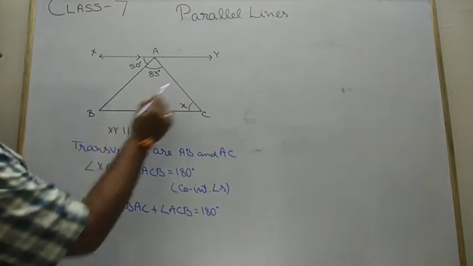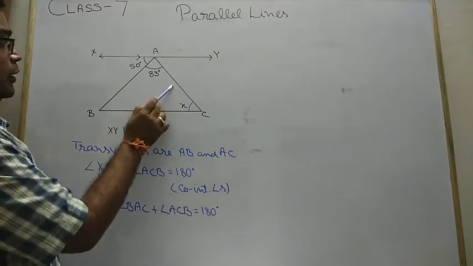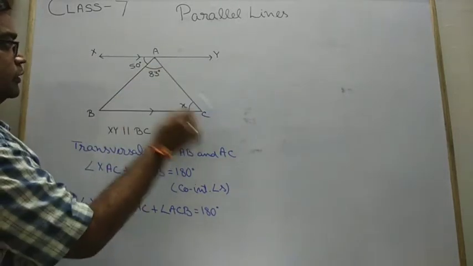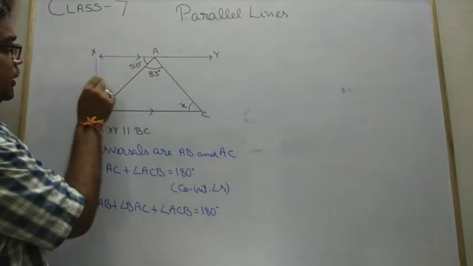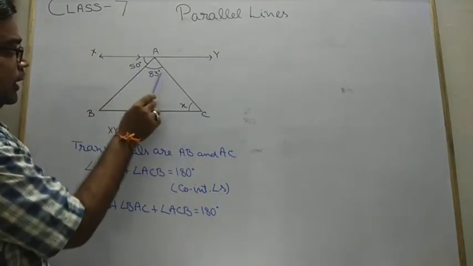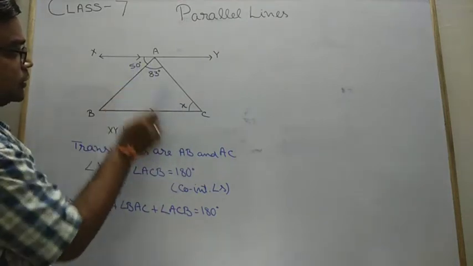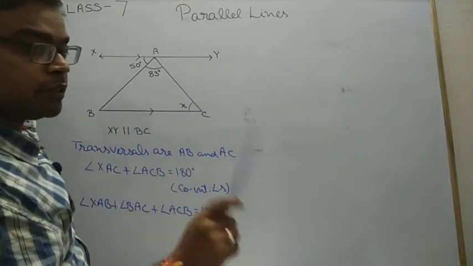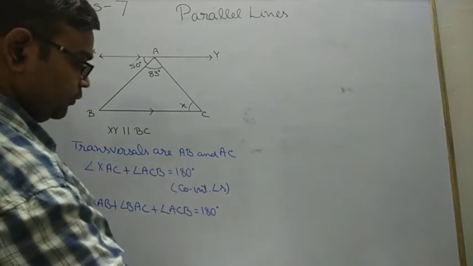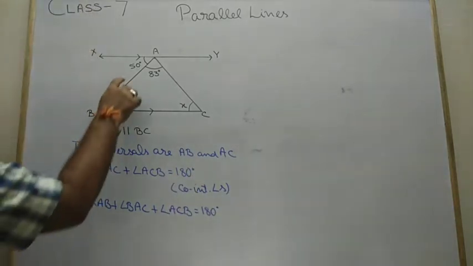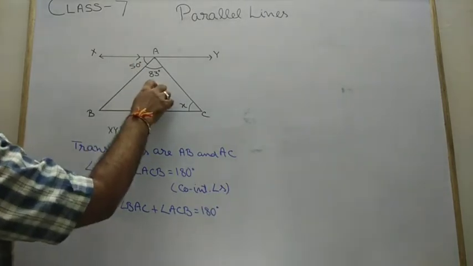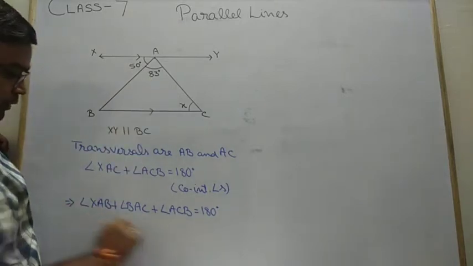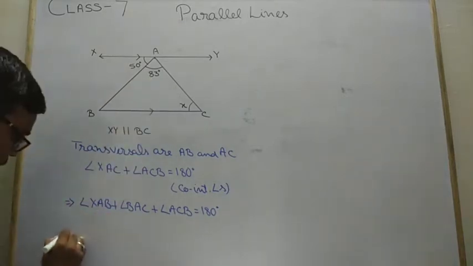Let me clear once again. I am talking about this transversal AC. These two lines are parallel. This is the transversal. So this complete angle XAC and angle ACB are co-interior angles, and as we know, the sum of co-interior angles is equal to 180 degrees. Again, this complete angle is divided into two parts, XAB and BAC, so we have written that over there. Then we can write down the values.